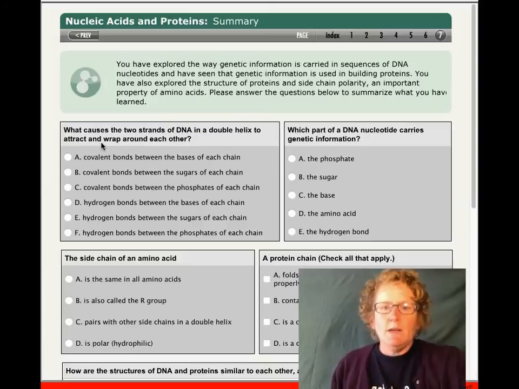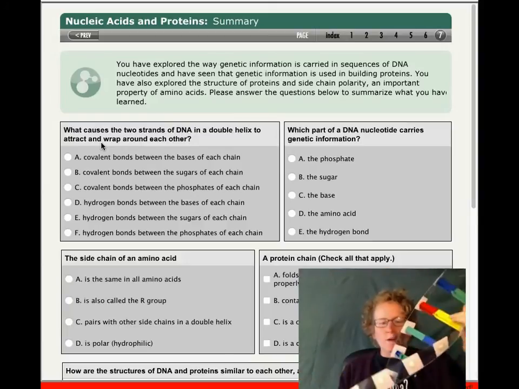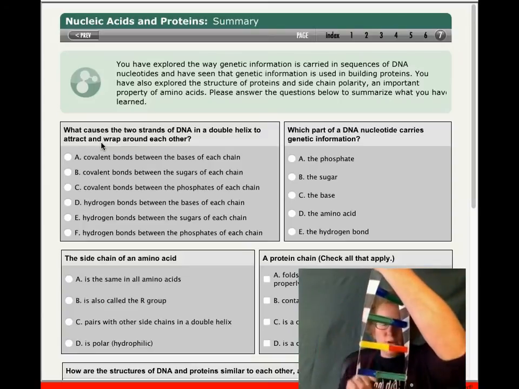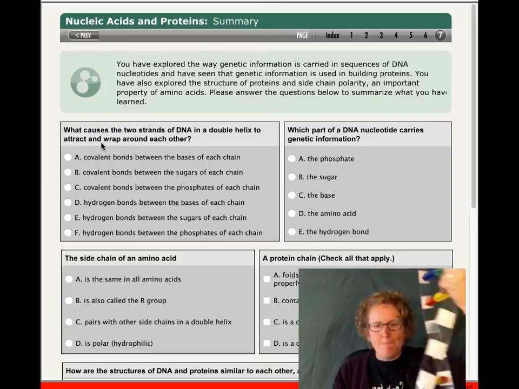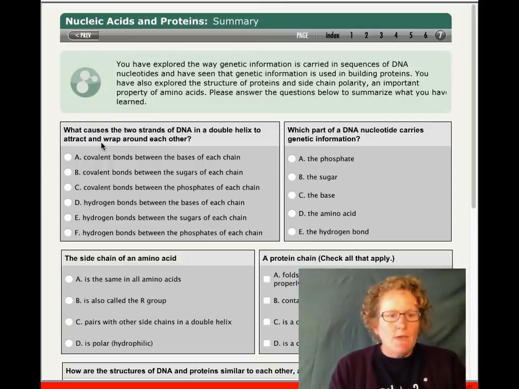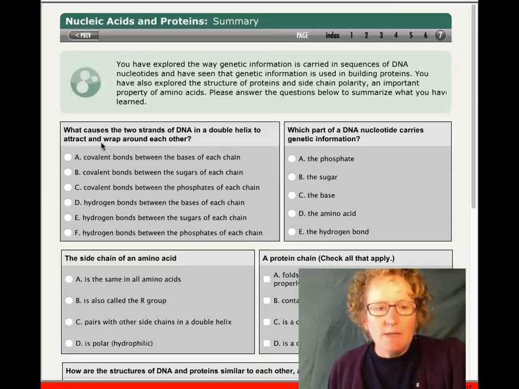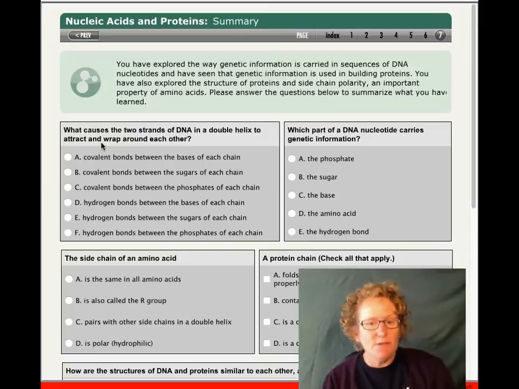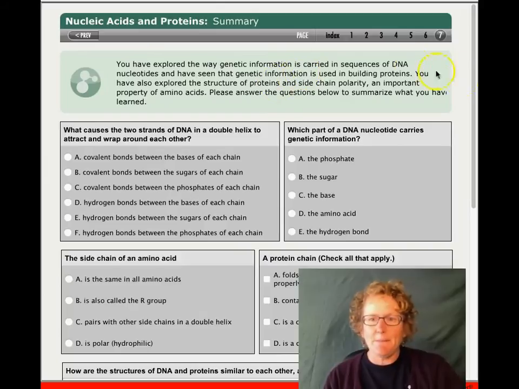Which part of the DNA nucleotide carries the genetic information? Well, it's the order of the bases. These things in the middle, these things that are different from each nucleotide. The side chain of an amino acid, remember, it's the Miss R, it's kind of something that's different. I'm a little different, so when you think of the R group, think of something a little different.